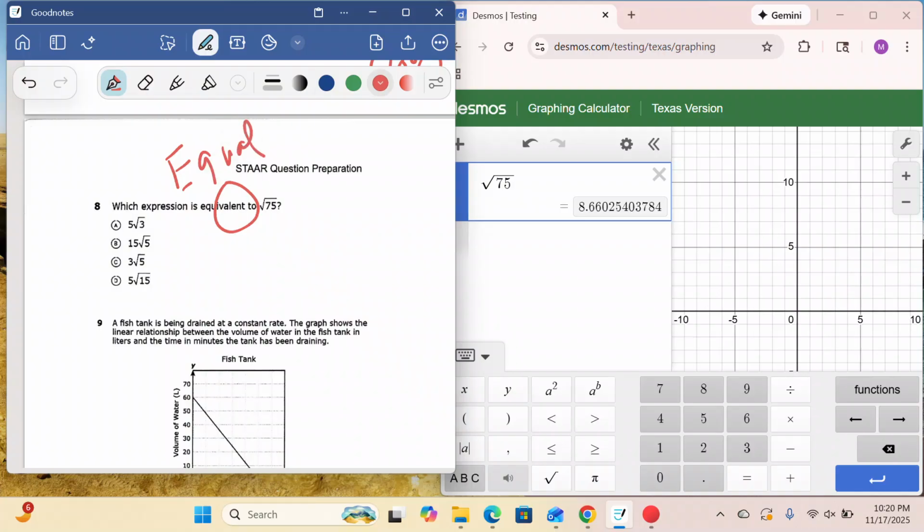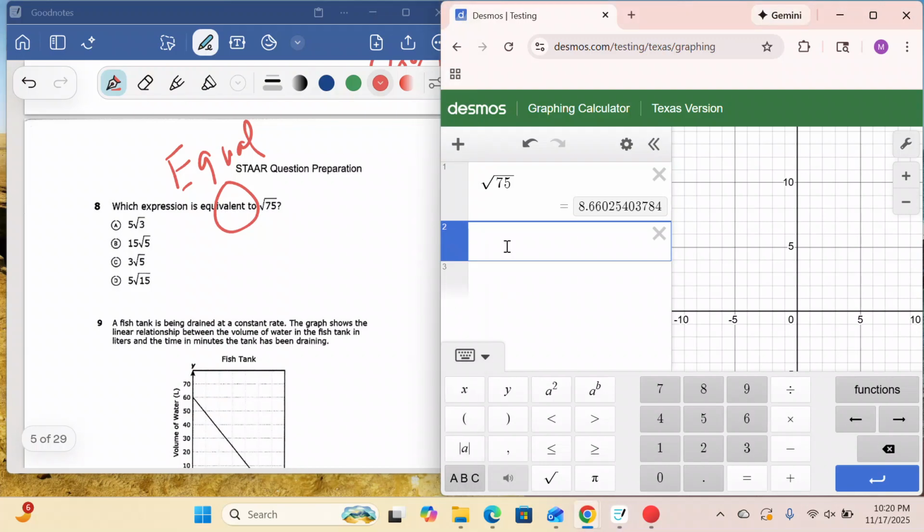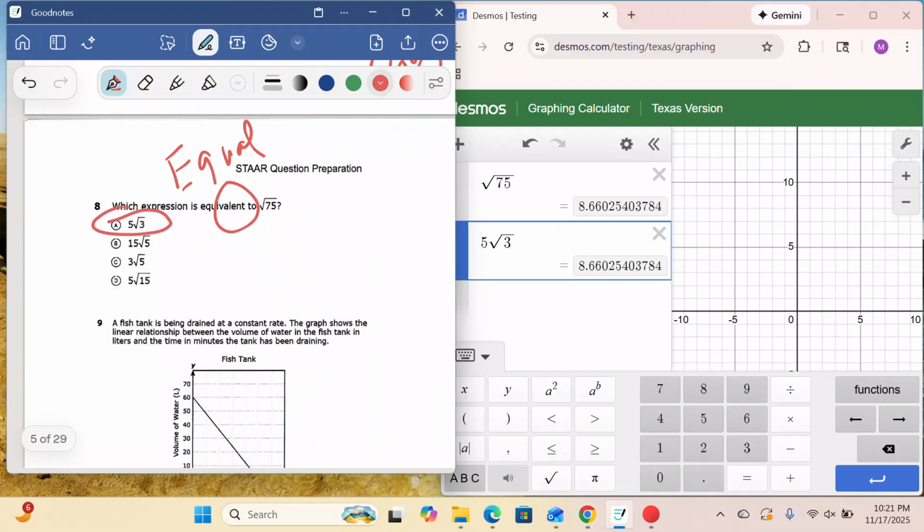So I'm looking for one that is equal. One that is equivalent is the same as saying equal. Equal is the same as saying equivalent. So we're going to input letter A, 5 square roots of 3. All I have to do is put it into Desmos and let Desmos do the work for us. Square root of 3. And it is 8.66025. So automatically, I already know that my answer choice is A.